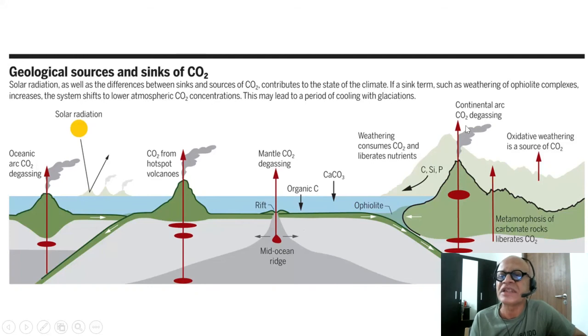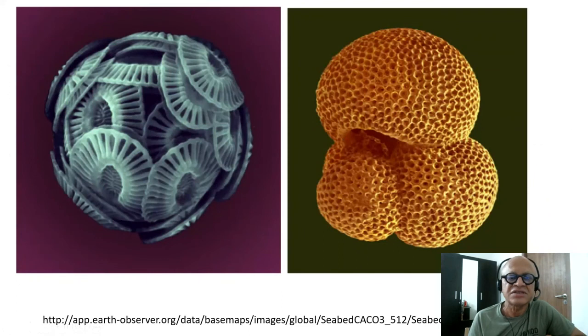So there is continental arc and CO2 degassing, oxidative weathering, also a source of CO2, and metamorphism of carbonate rocks liberates CO2. So all these are sources and sinks, and obviously biology is a story.